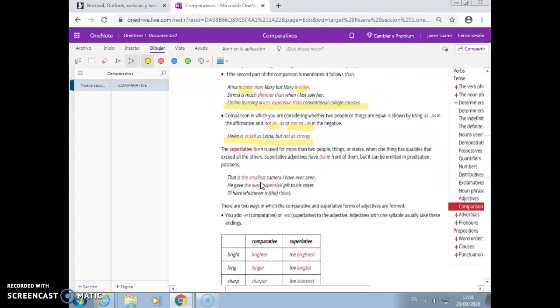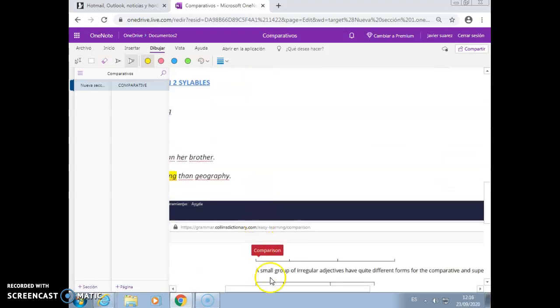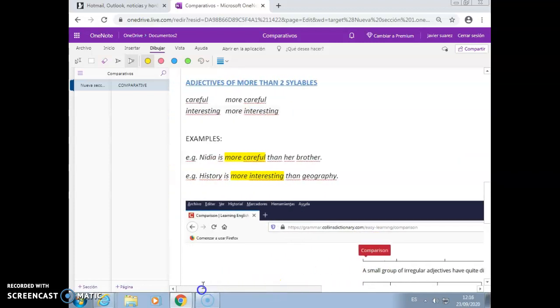Well, let's go on seeing the comparison of superiority with adjectives with more than two syllables, okay? For example, with careful and interesting. If we pay attention, careful has two syllables. If we added -er, it would be carefuler. It's impossible. So we must say more careful.